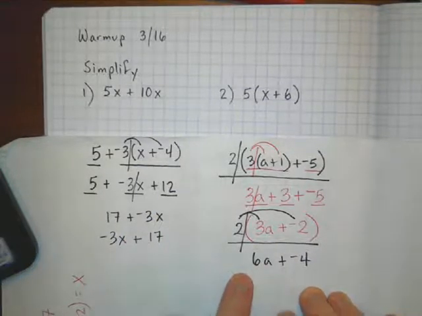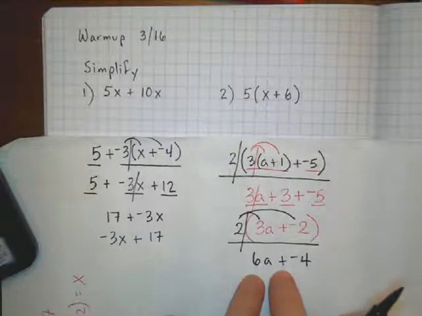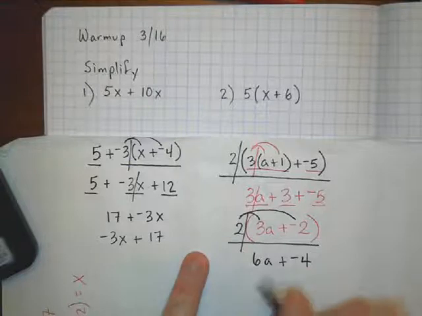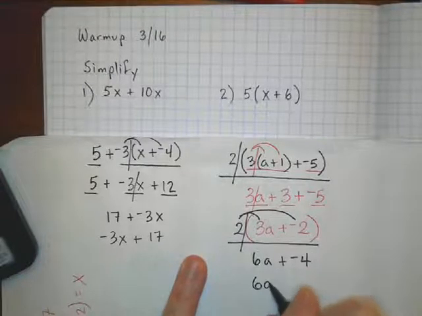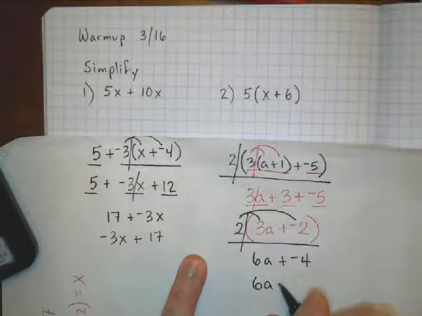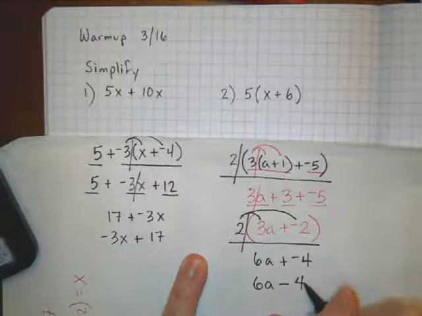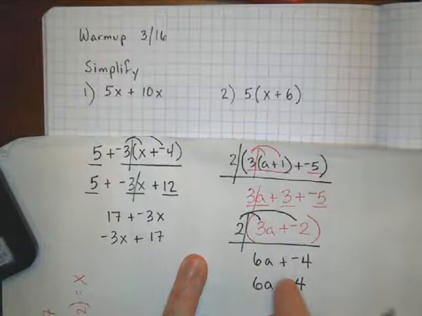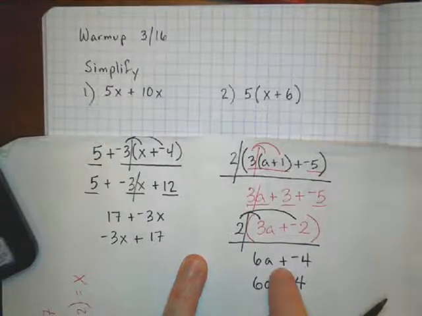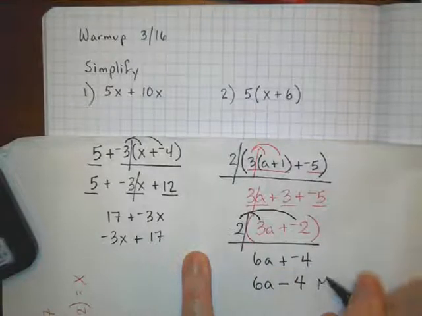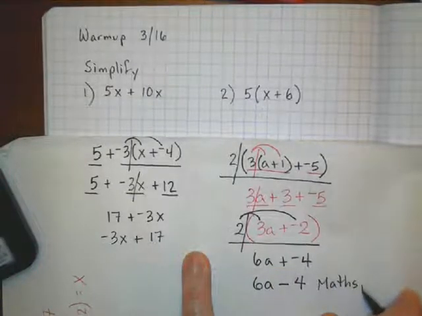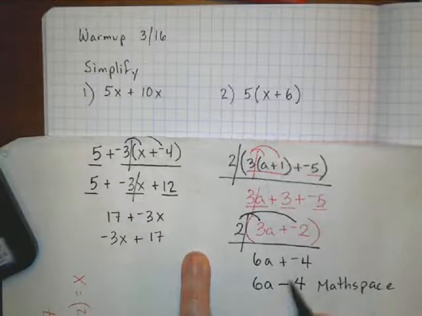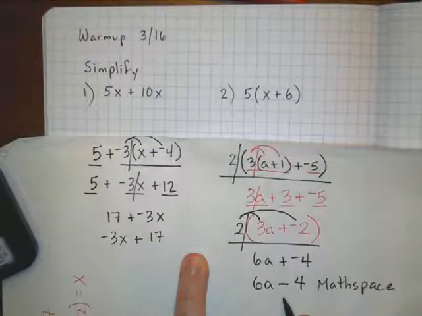And in Math Space, they don't like you to write plus and negative 4. They want you to rewrite backwards and change it back to 6a minus 4. So be careful in Math Space. Math Space does not like plus and negative. Math Space prefers that you write plus and negative just as a minus.